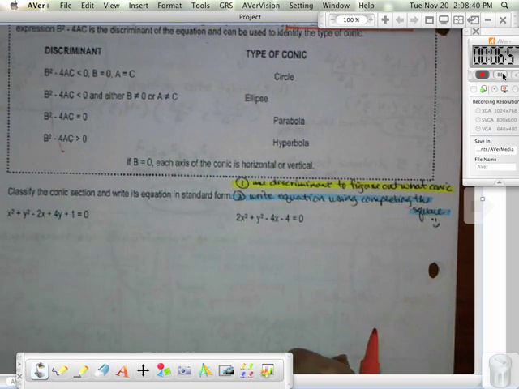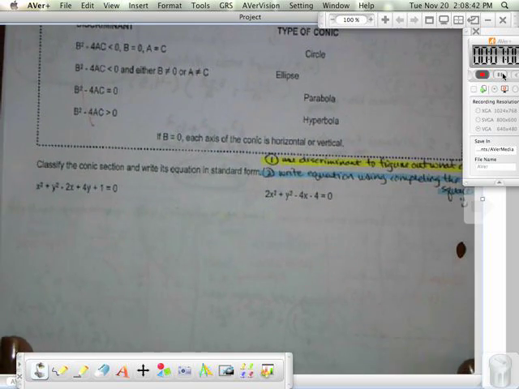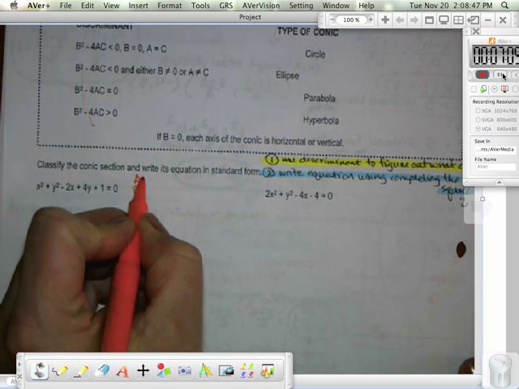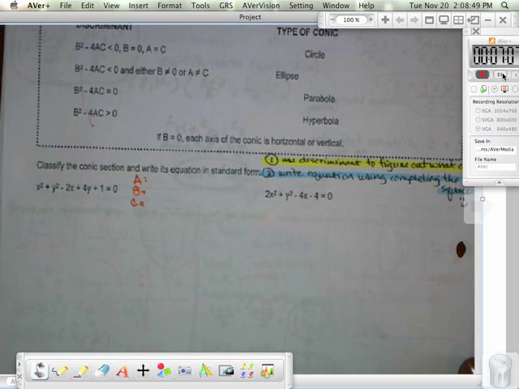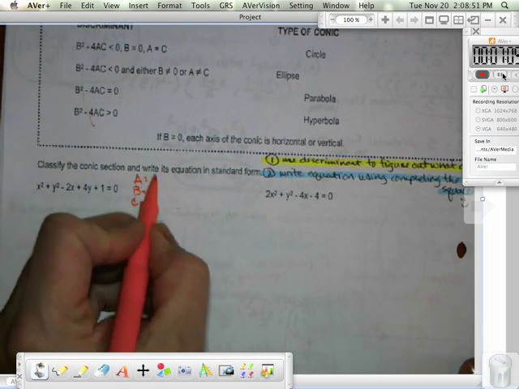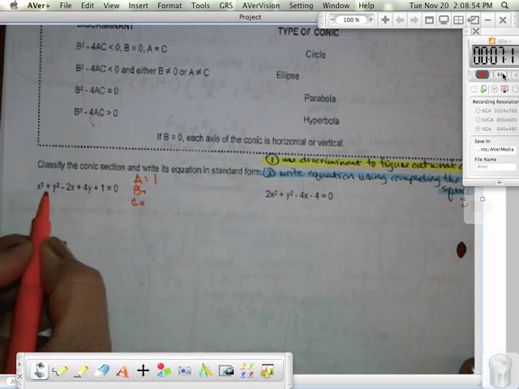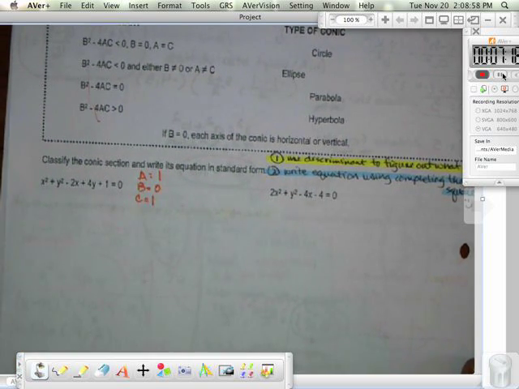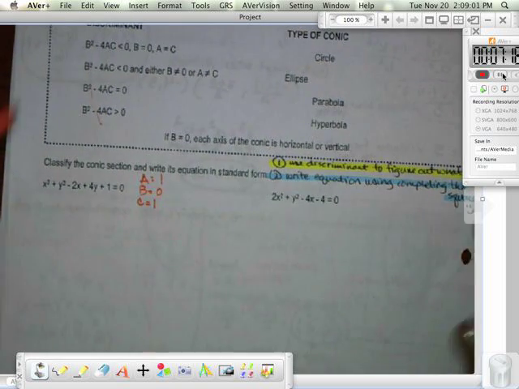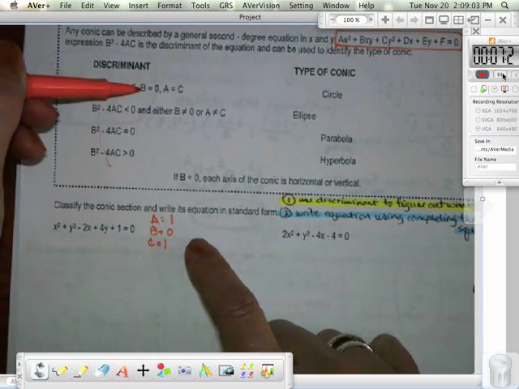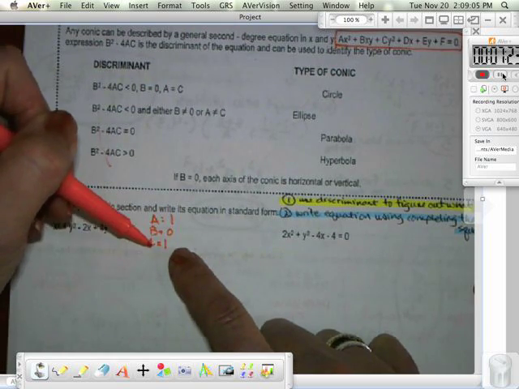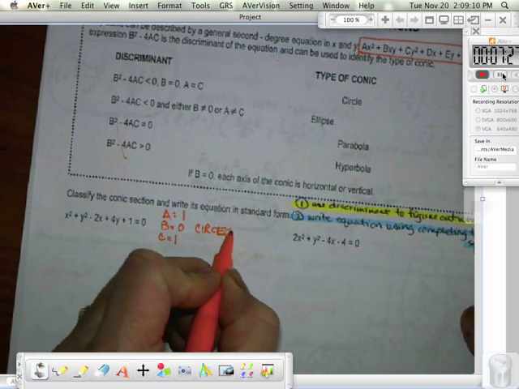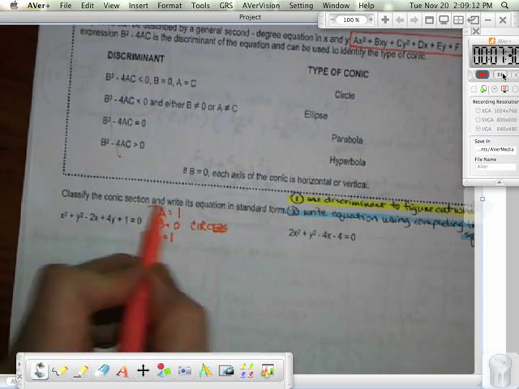All right, so for the first one, I'm just going to identify what A, B, and C are so I can find the discriminant. So A is in front of x squared, which is 1. B is in front of xy, and there isn't one, so that's 0. And C is 1. If I stop right here and notice up here that B is equal to 0 and A is equal to C, that means that this is going to be a circle. So there you go, it's a circle.